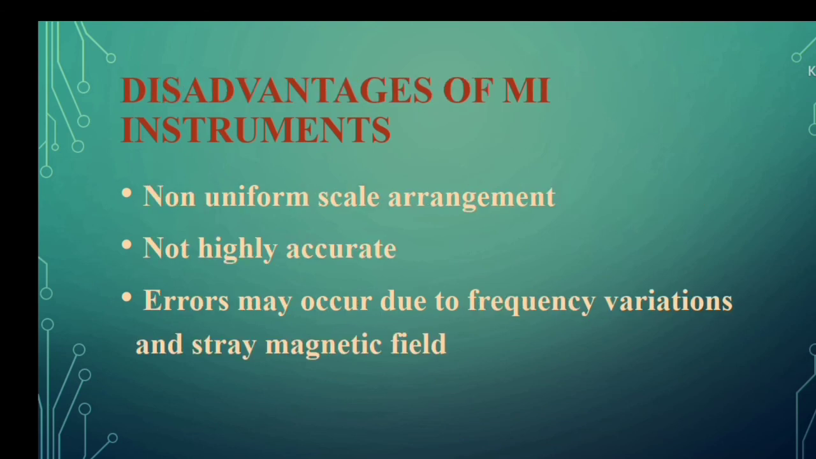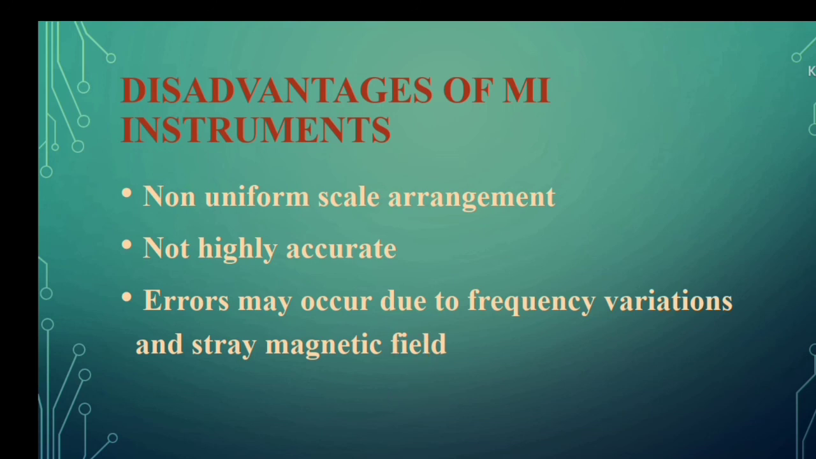Then come the disadvantages of MI instruments. When we look at the torque equation, the deflection is proportional to the square of the current value. Based on that, we have a non-uniform scale arrangement, so it doesn't produce a highly accurate output. There also occurs error due to frequency variations and stray magnetic field variations.